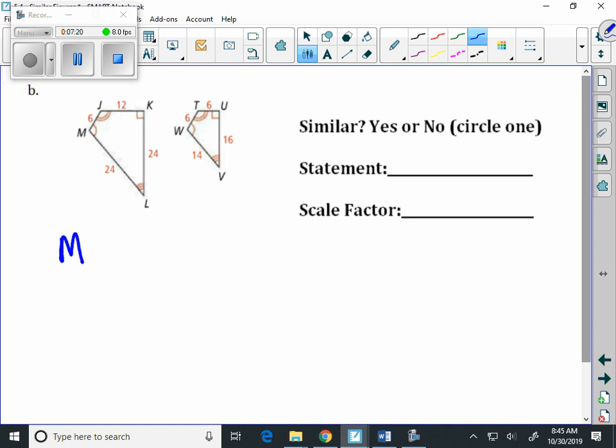We've got M has 1 tick mark, and W has 1 tick mark. J has 2 tick marks, and T has 2 tick marks. K has a right angle, and U has a right angle. And L has 3 tick marks, and V has 3 tick marks. And the question is, are they similar?